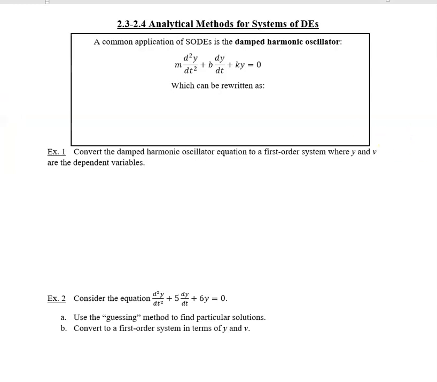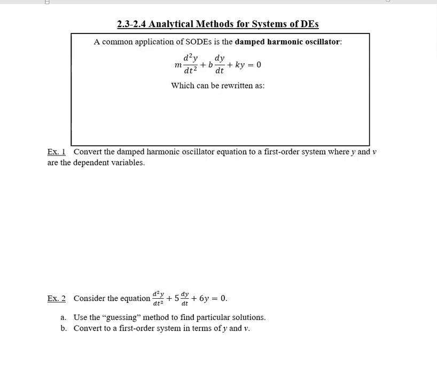Hi everyone, Professor Burns here, and we're looking at the second lesson in our last unit, which is on a couple different ways we can solve systems of differential equations. Just like we've been doing all semester, of course, our goal has been to solve differential equations. So if we have a system, we need to have some methods for solving those as well.